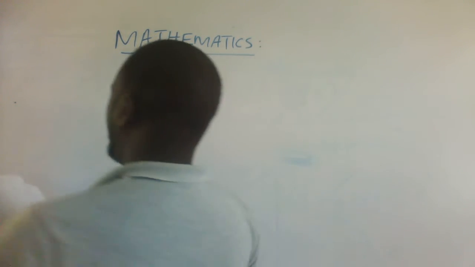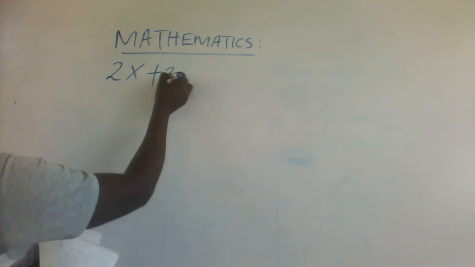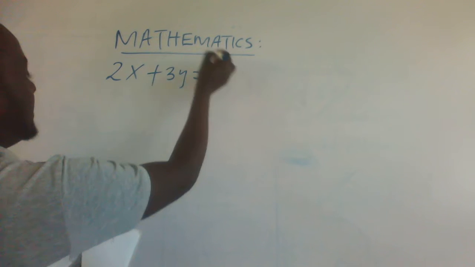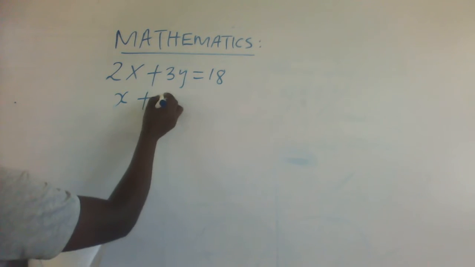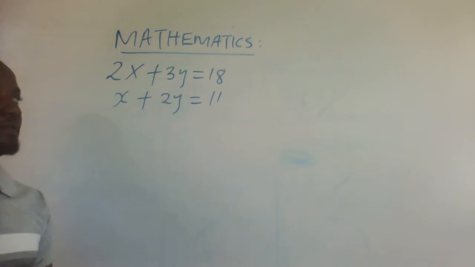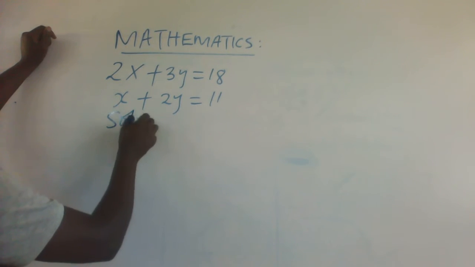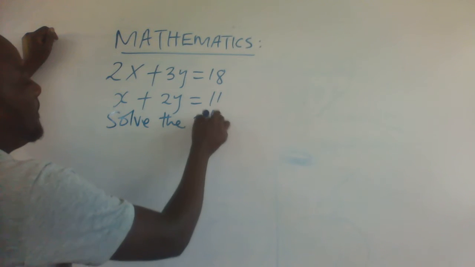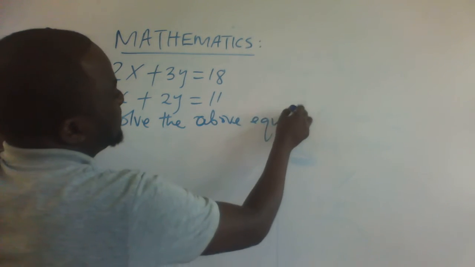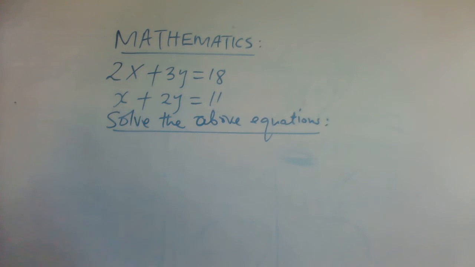For example, if you are given 2x plus 3y equals 18 and x plus 2y equals 11. Now, when you're given a question like this, if you are told to solve the above equations, we are going to use the three methods that are there in mathematics.